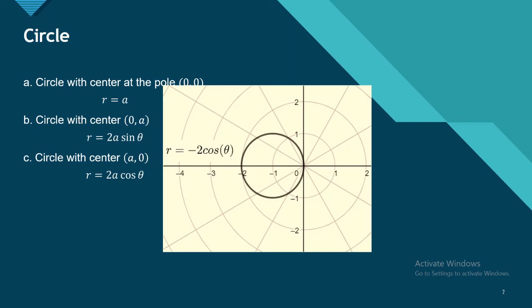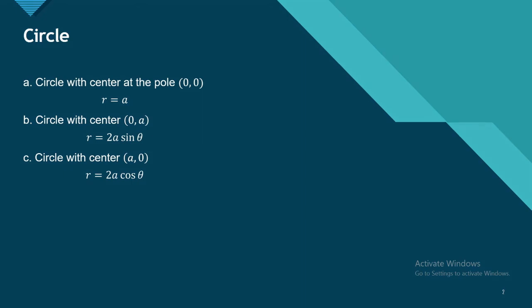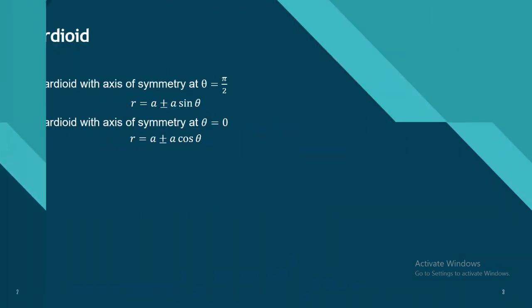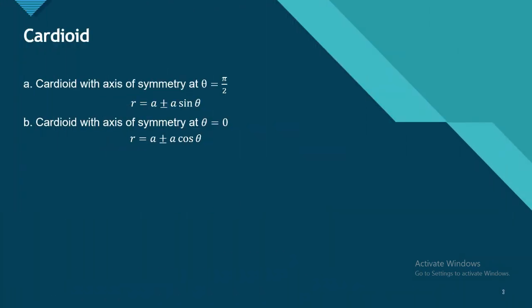So this is the case when a is negative. Okay, cardioid. The name itself is telling you something: the graph ought to look like a heart. And this is the equation: r is equal to a plus or minus a sine theta. And the other one is r is equal to a plus or minus a times cosine of theta.